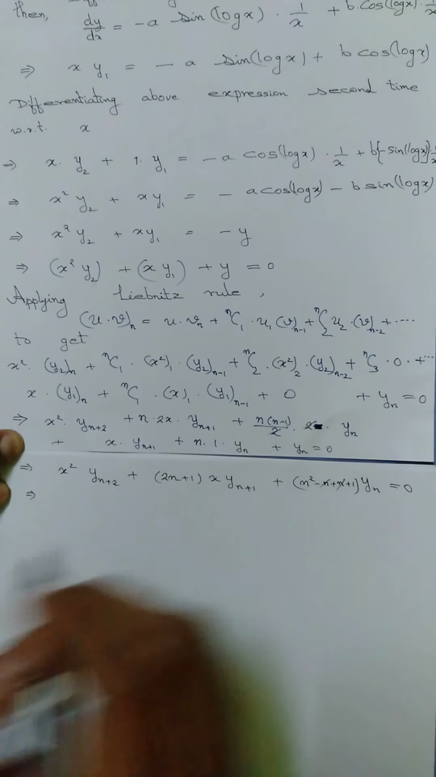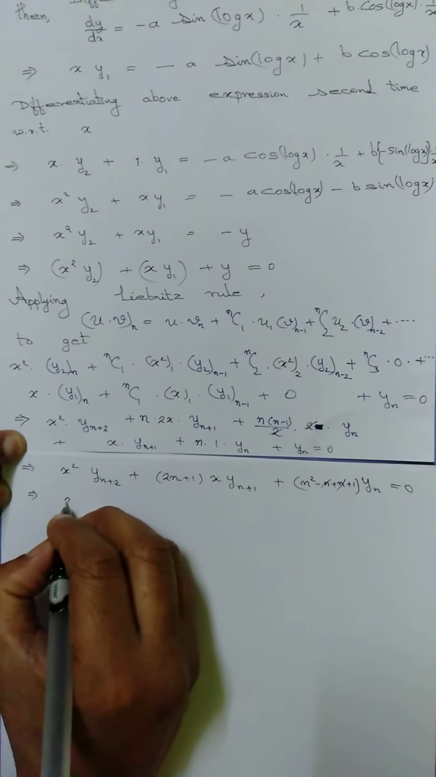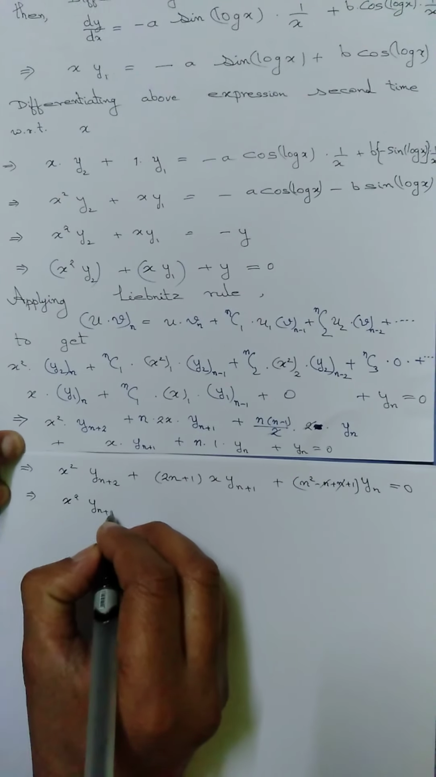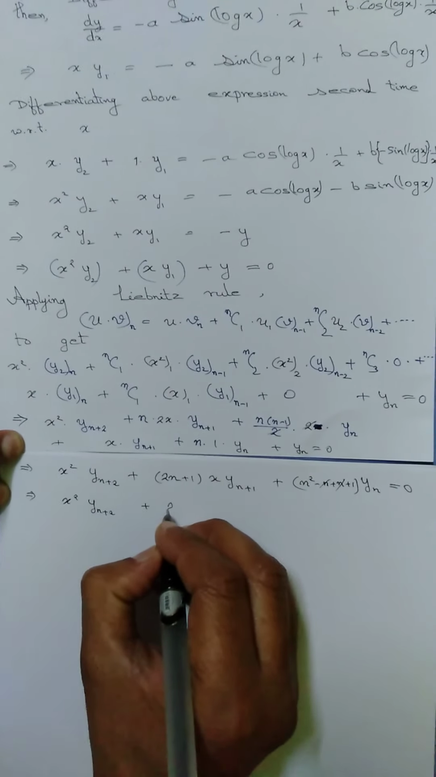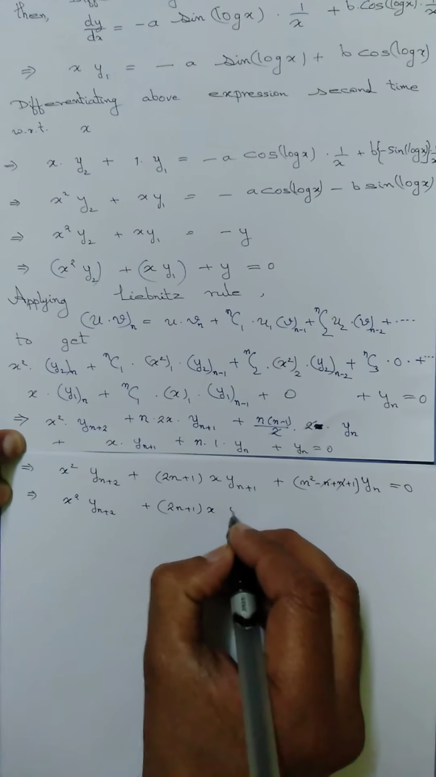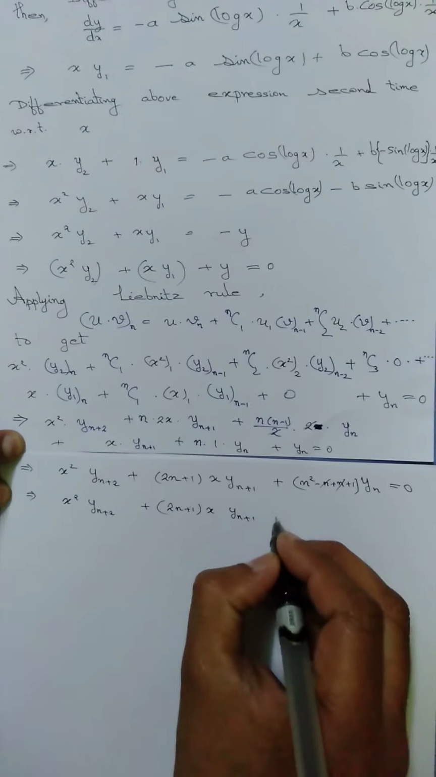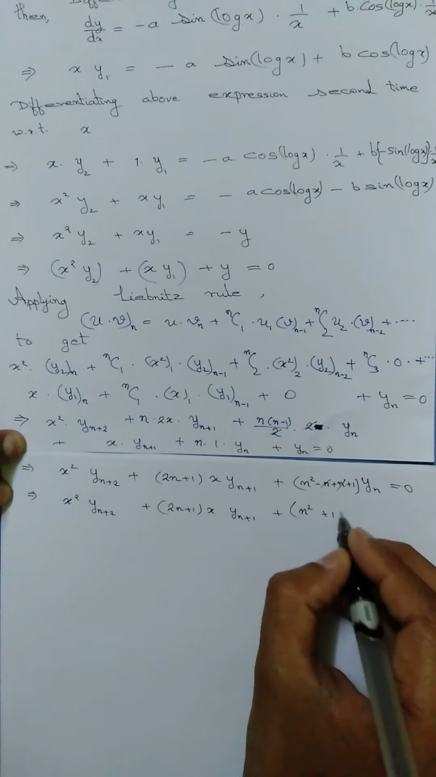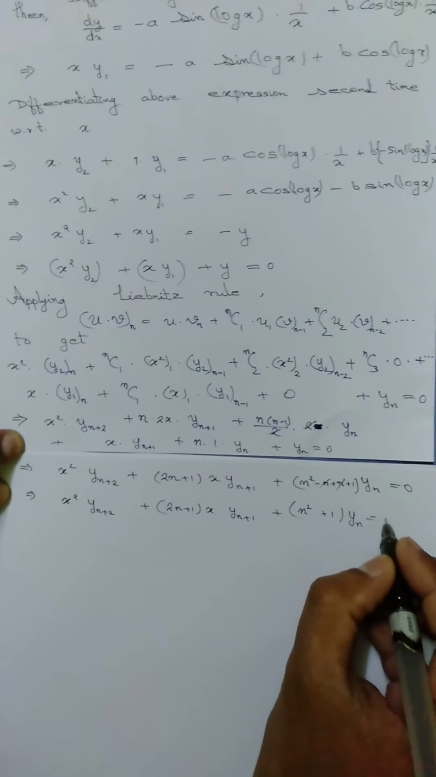n I can cancel, and we can write it as x square y_(n+2) plus (2n plus 1) x into y_(n+1) plus (n square plus 1) y_n equal to 0, the end.